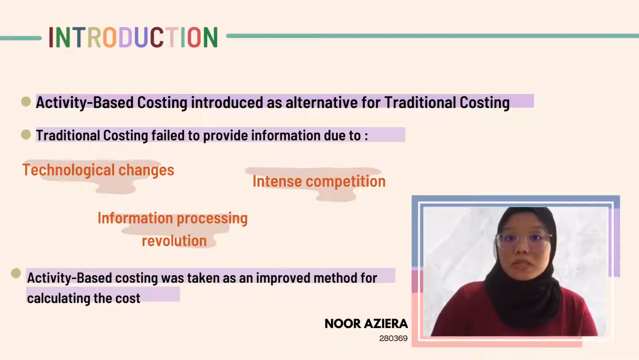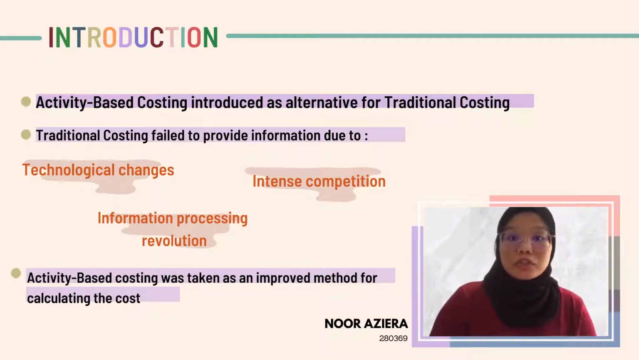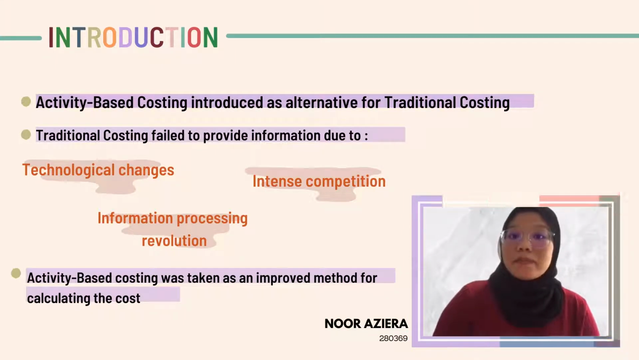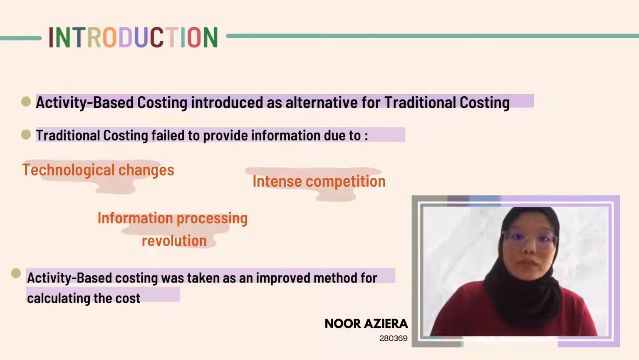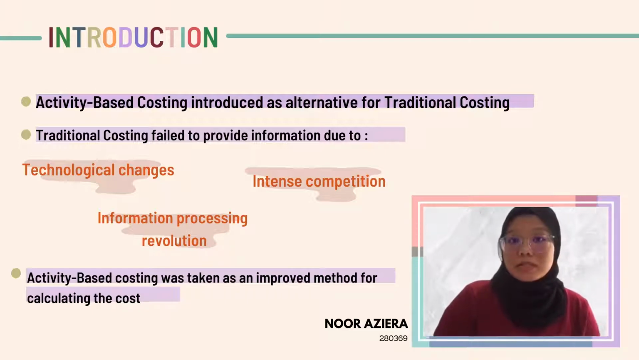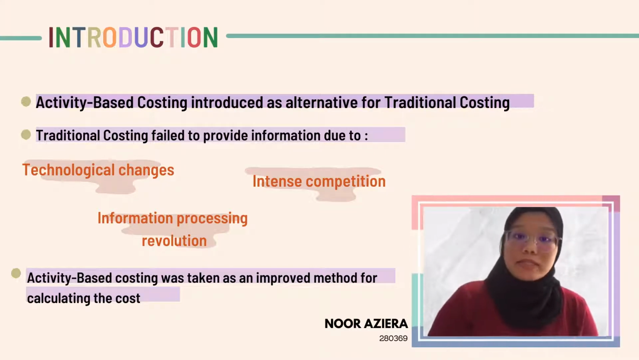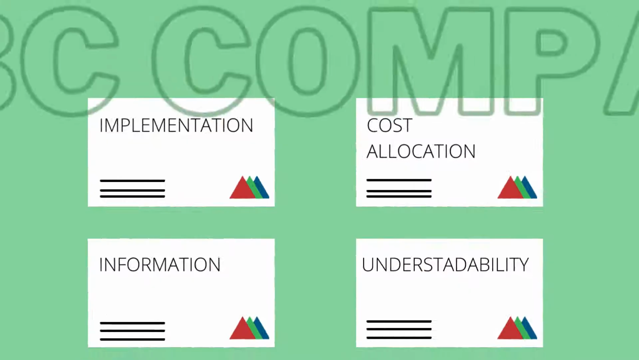Activity-based costing was introduced as an alternative for traditional costing. It is because, due to rapid technological changes, intense competition, and information processing revolution, traditional costing failed to provide cost price of products and performance evaluation. Activity-based costing was taken as an improved method for calculating the cost. By that, there are some differences between these two methods.